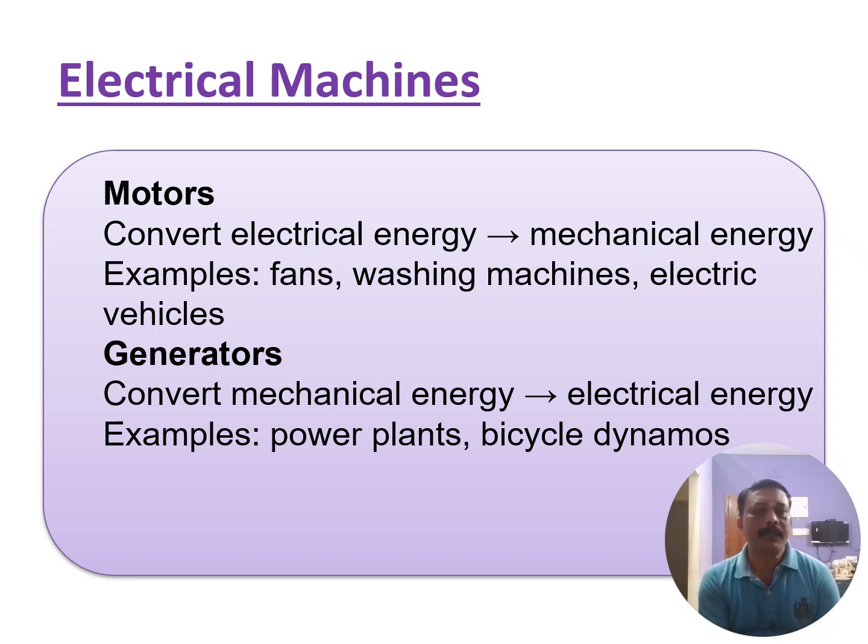First one is the electrical machines. What is a generator? A generator converts mechanical energy into electrical energy. Example is a dynamo. What is a motor? Motors convert electrical energy into mechanical energy. Examples are fans, washing machines and electric vehicles.